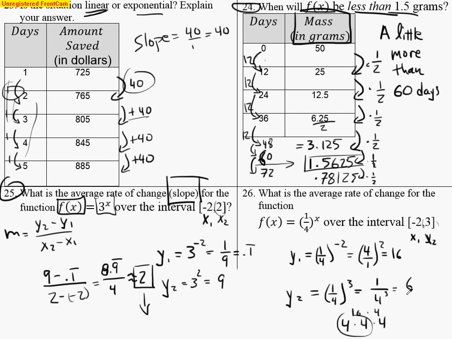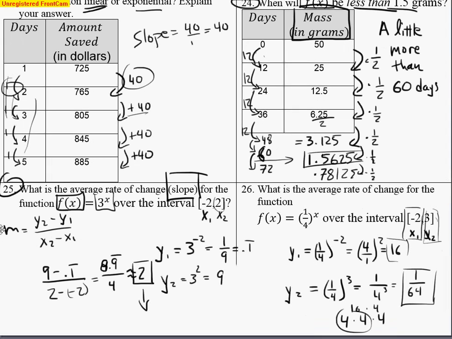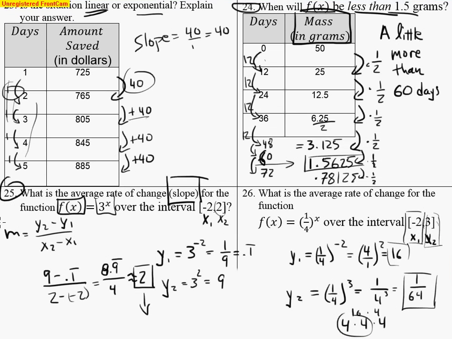So this bottom part becomes 64. So I'd have 1 over 64. So my y1 is 16. Y2 is 1 over 64. X1 is -2. X2 is -3. And I'm going to go ahead and plug it into this very same equation over here. And I'll find my m.